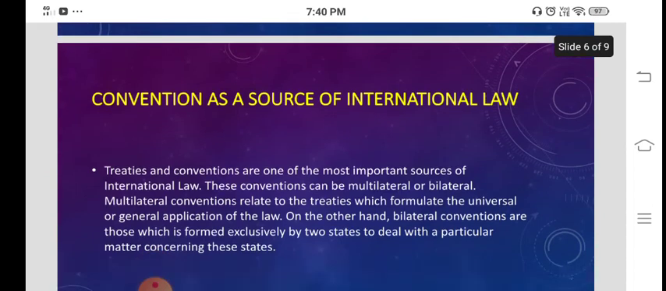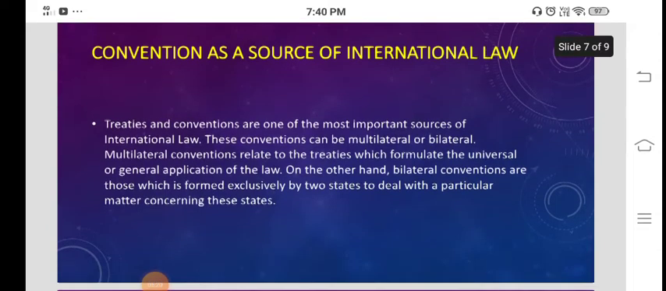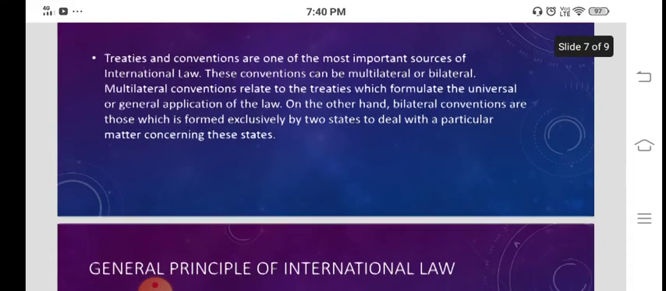Convention as a source of international law. Treaties and conventions are one of the most important sources of international law. These conventions can be multilateral or bilateral. Multilateral conventions relate to treaties which formulate universal or general application of the law. On the other hand, bilateral conventions are those formed exclusively by two states to deal with a particular matter concerning these states.